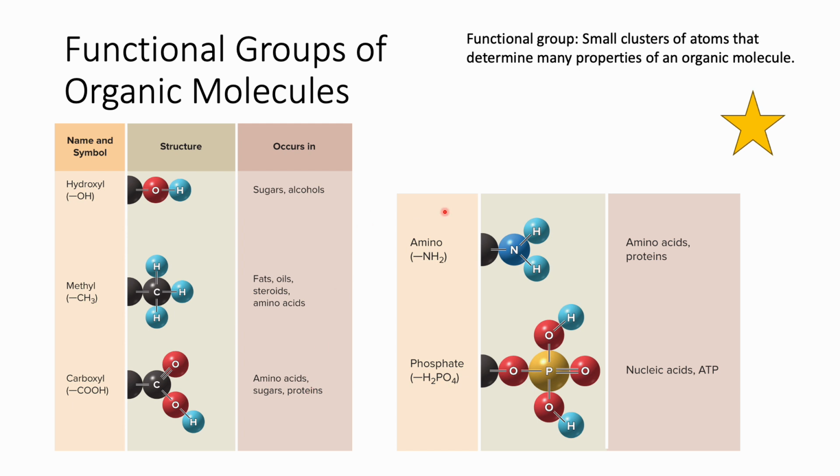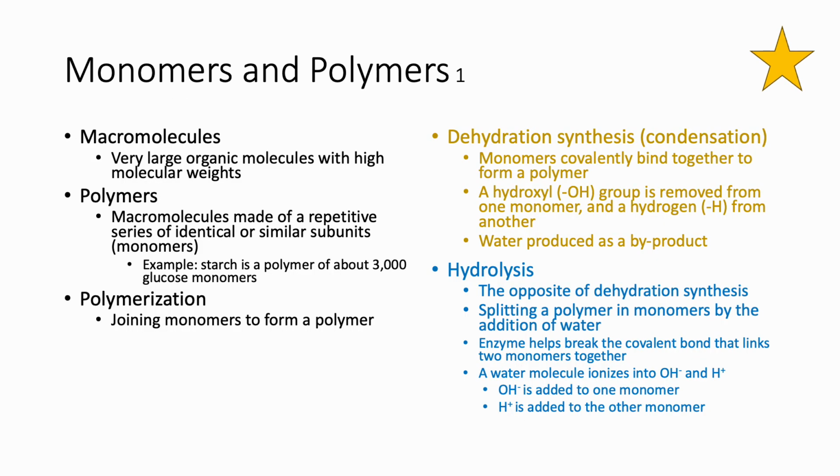Next, we have amino, where we have a nitrogen, a hydrogen, and a hydrogen, and this occurs also in amino acids and proteins. And next, we have phosphate, H2PO4. So here we have a phosphorus and oxygen, oxygen, oxygen, oxygen. And here we see a triple bond, so this is a phosphate group. It's often denoted by just a line and then a P in a circle. All right.